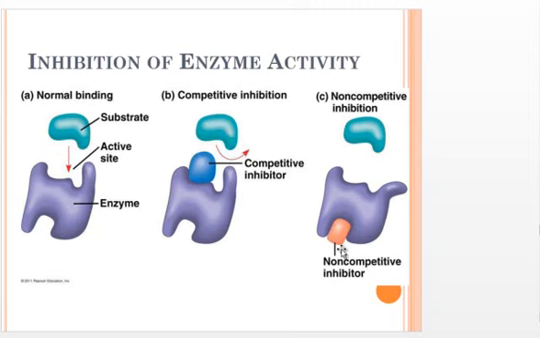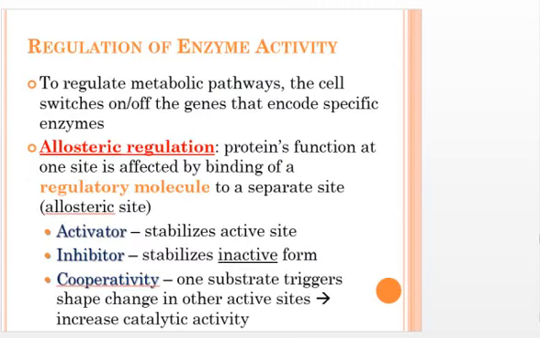down. Then we can also get a non-competitive inhibitor. This means it's not competing directly with the substrate, but when it binds, it drastically changes the shape, or in some cases it's not even that drastic, but it's enough where the substrate can no longer bind. In both cases, the enzyme no longer functions on the substrate.